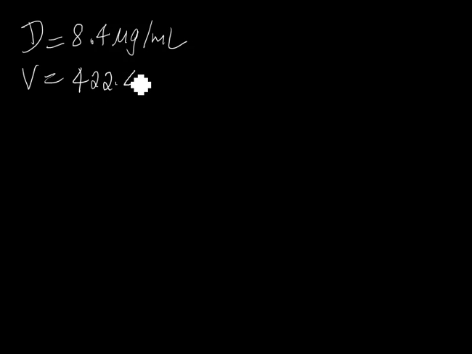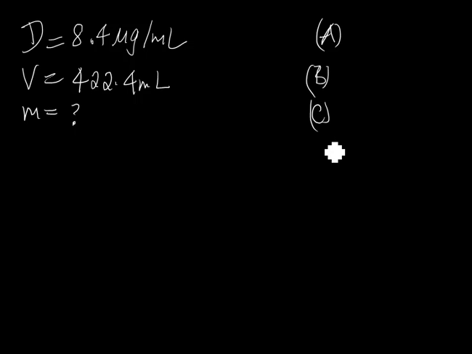Say I've been given the density, and this is a problem from my MCAT physics textbook. The density is 8.4 micrograms per mil. Volume is 422.4 mils, and I have to find the mass. My answer choices are all in milligrams. This is where I had gotten stuck, because I need to convert this micrograms into milligrams.